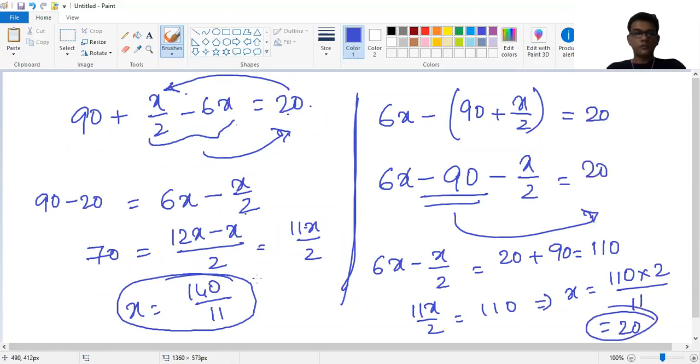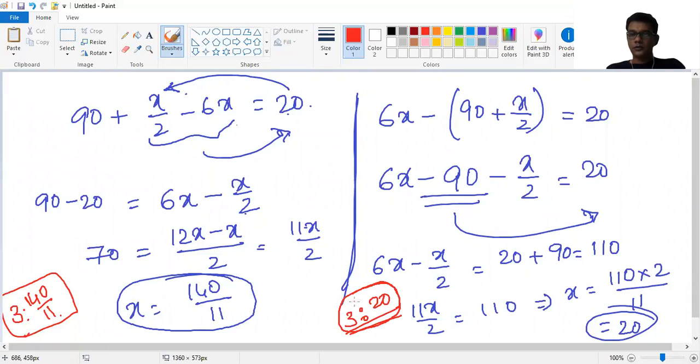So what does this mean? One means that my time is 140 by 11 minutes past 3, or my time is 20 minutes past 3. Did you understand the two timings? This is what we had given earlier, right? In the previous question that we did, this was the time given and we got the angle as 20 degrees.